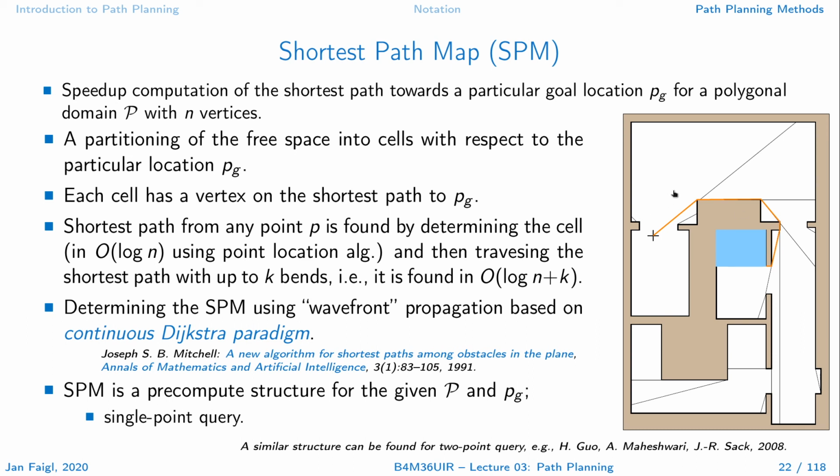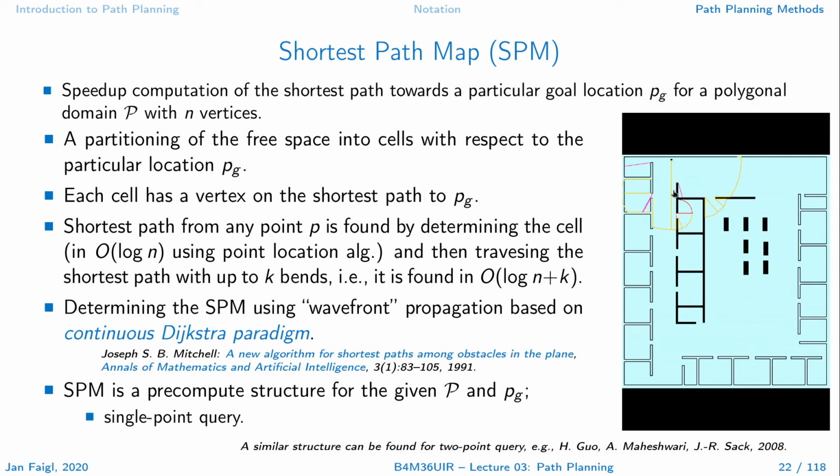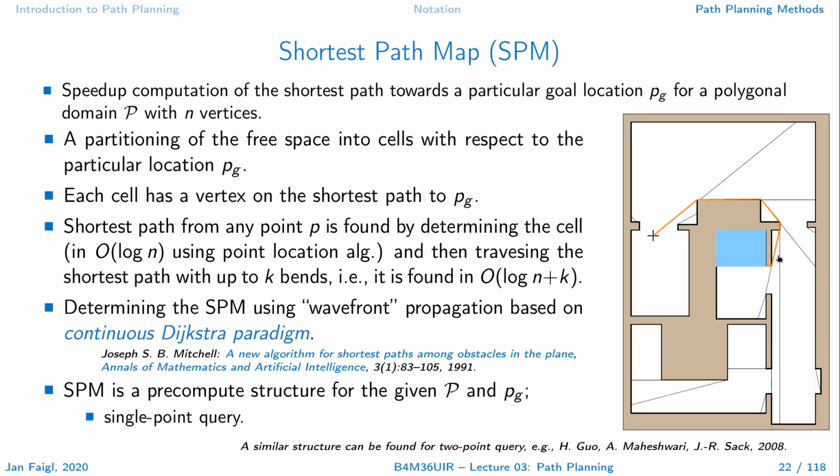How can this be done? Actually, this is some cartoon. The idea behind it is the continuous Dijkstra paradigm. So we propagate a wavefront, and we check the critical events. These critical events are when we reach a vertex of the map, and there are other critical events where the wavefronts from one part and another part are merged together, and you actually need to represent it. It can be done, and there is also a two-point query data structure, which is more demanding.